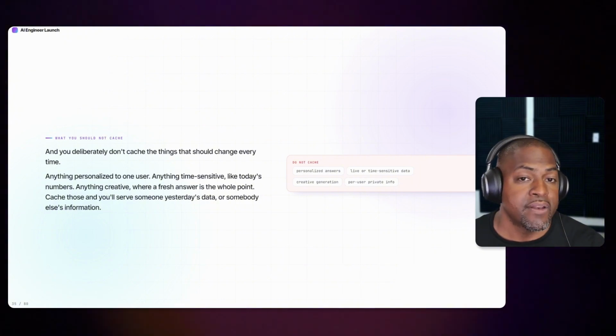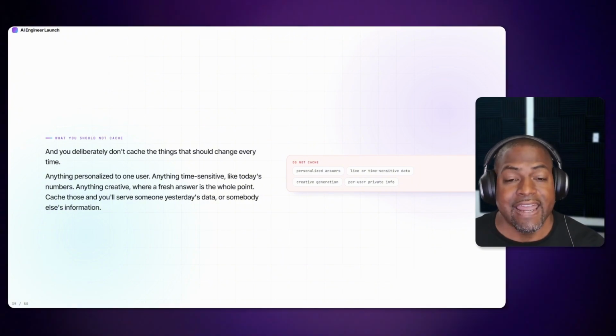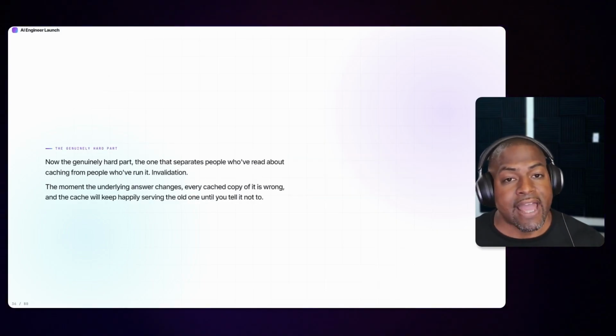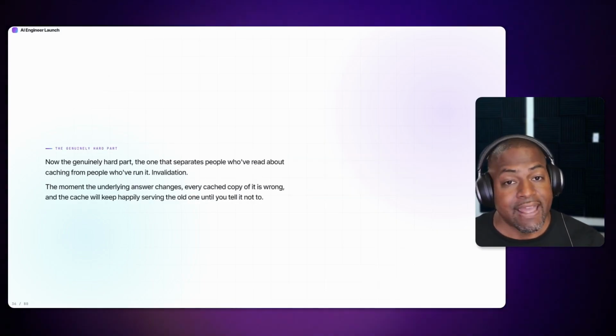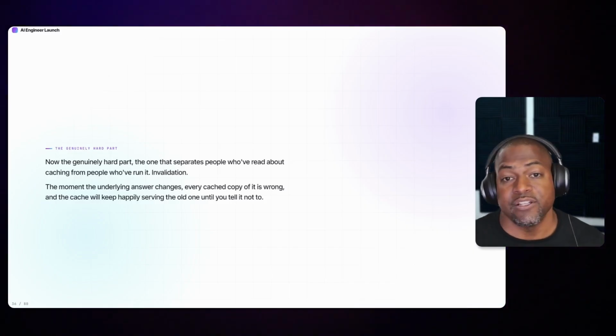Now, the genuinely hard part, the one that separates people who've read about caching from people who've run it: invalidation. The moment the underlying answer changes, every cached copy of it is wrong, and the cache will keep happily serving the old one until you tell it not to.